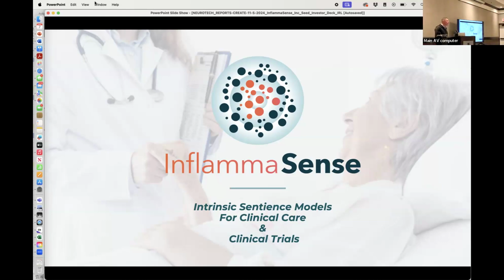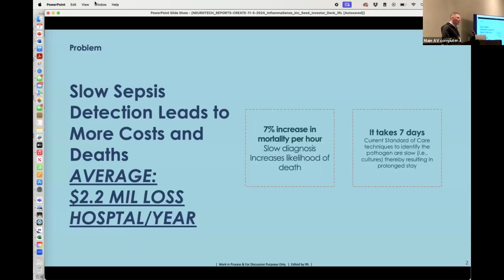I'm excited to talk about InflammaSense today. InflammaSense is building sensors to identify clinical states that may be responsive to therapies, right? This can be used in the clinical setting, such as a hospital, or it can be used in clinical trials. Our first use case scenario is sepsis.